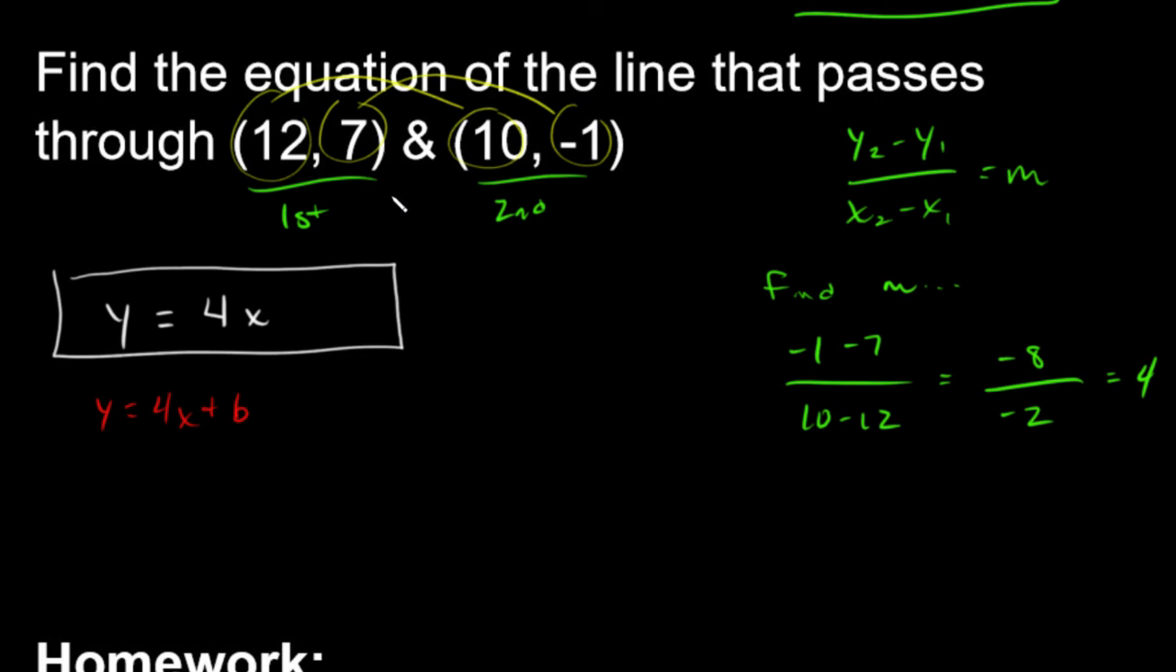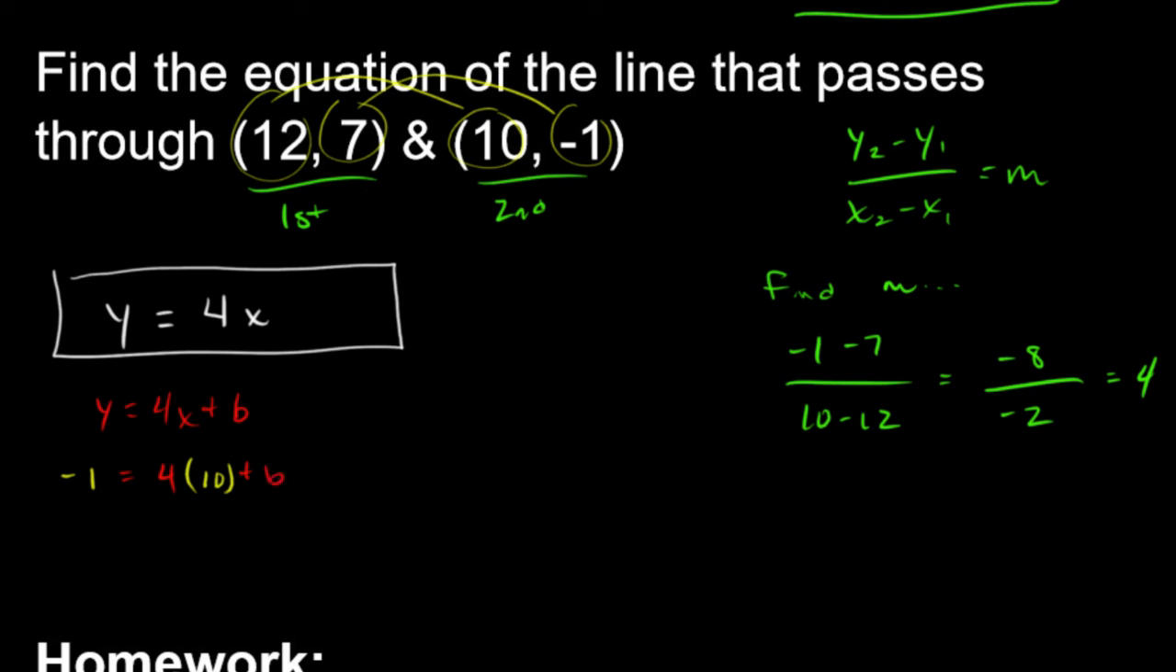So I'm going to choose the 10, negative 1 because why not? So I'm going to plug 10 in for x and I'm going to plug negative 1 in for y. So let's go ahead and do that. I'm going to do it in yellow. Negative 1 for y equals 4, and then you're plugging in 10 for x. And then you're going to add b.